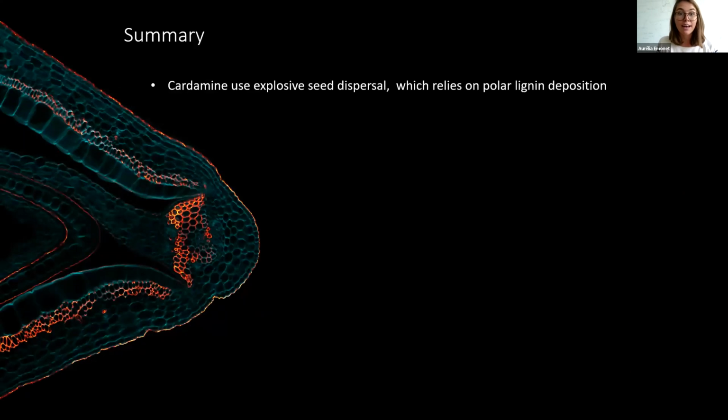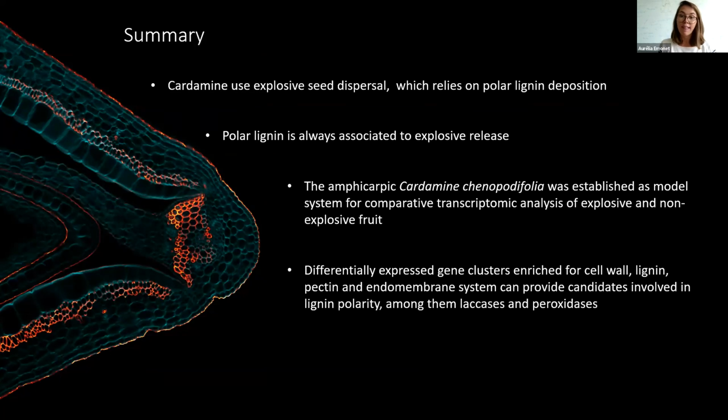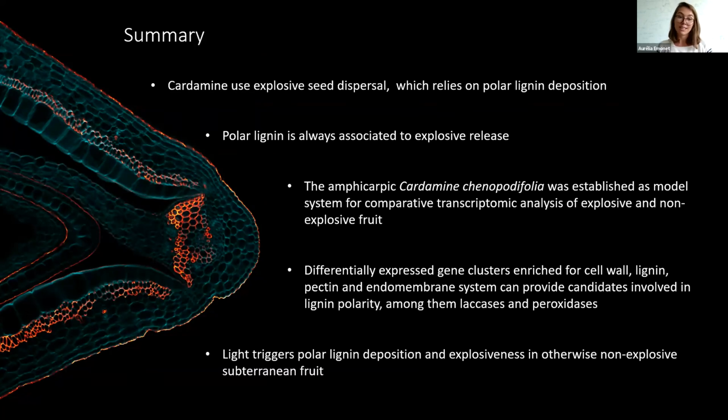So in summary, we show that Cardamine use explosive seed dispersal, and this relies on polar lignin deposition. This polar lignin is always associated with explosive release. We developed Cardamine chenopodiifolia as a new model system for comparative transcriptomics of explosive and non-explosive fruits. And finally, we found different genes enriched for cell wall, lignin, pectin, and endomembrane system that could give us clues for what is important for polarity. And last but not least, light can trigger polar lignin deposition and explosiveness in non-explosive fruits.